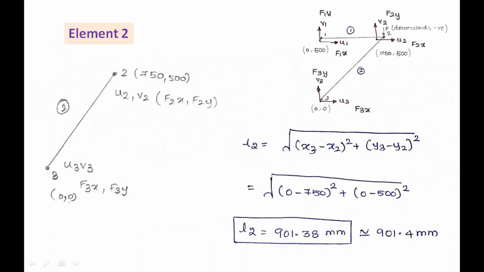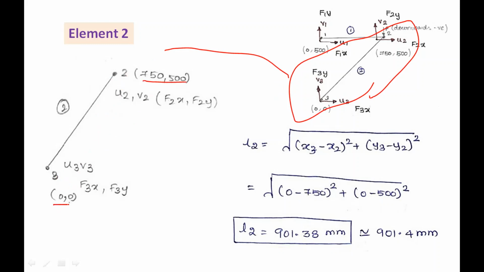Consider the second element, which is actually the inclined element. That inclined element is shown here, node 2 and node 3. The coordinates are 750, 500 mm. Here node 3 is 0, 0, and nodal parameters U2, V2, U3, V3. Force components F2x, F2y, F3x, F3y. Now we have to find the length of this element.